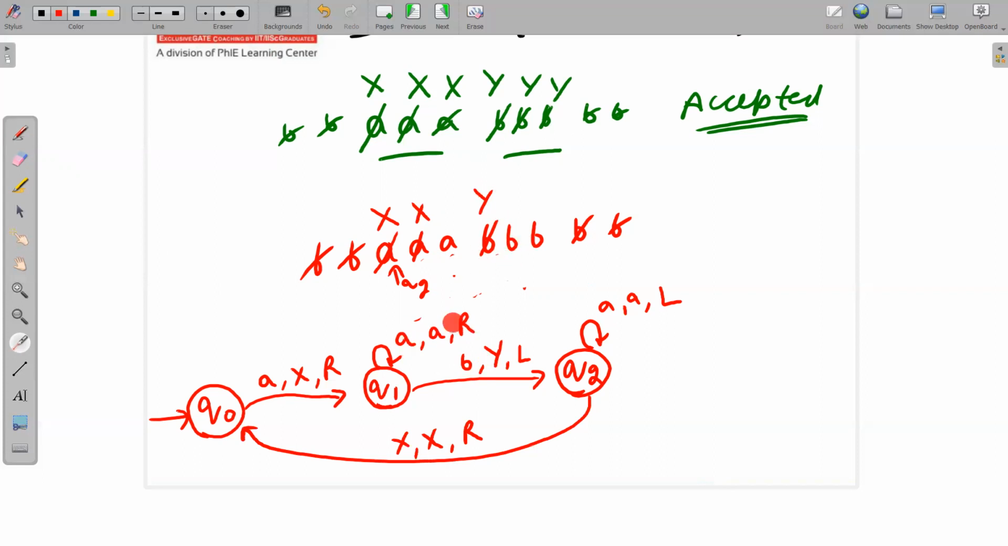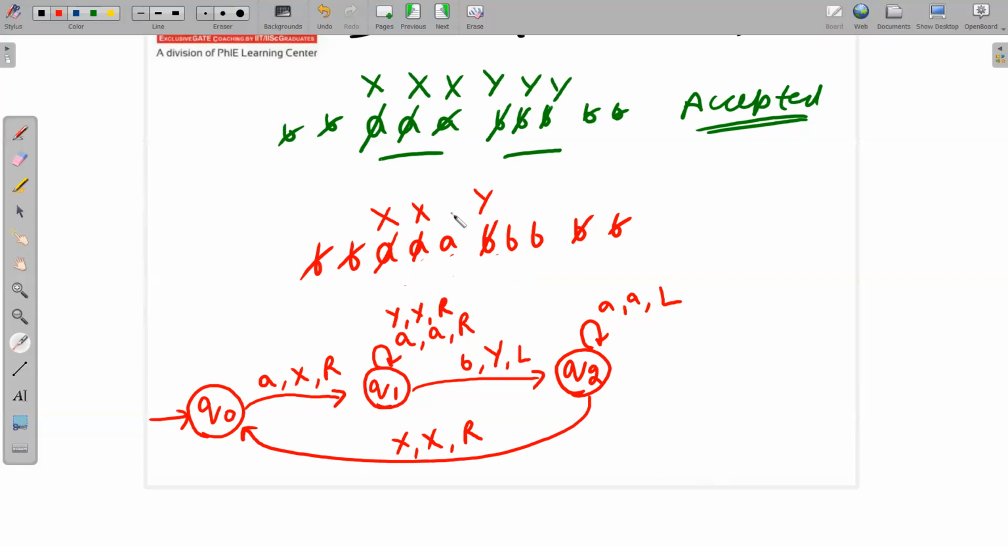We have not given the move, so we have to give the move also. It will ignore all the Y's, so Y will remain Y and it will move towards the right only. Now see here carefully. Now Q1 has found the B.